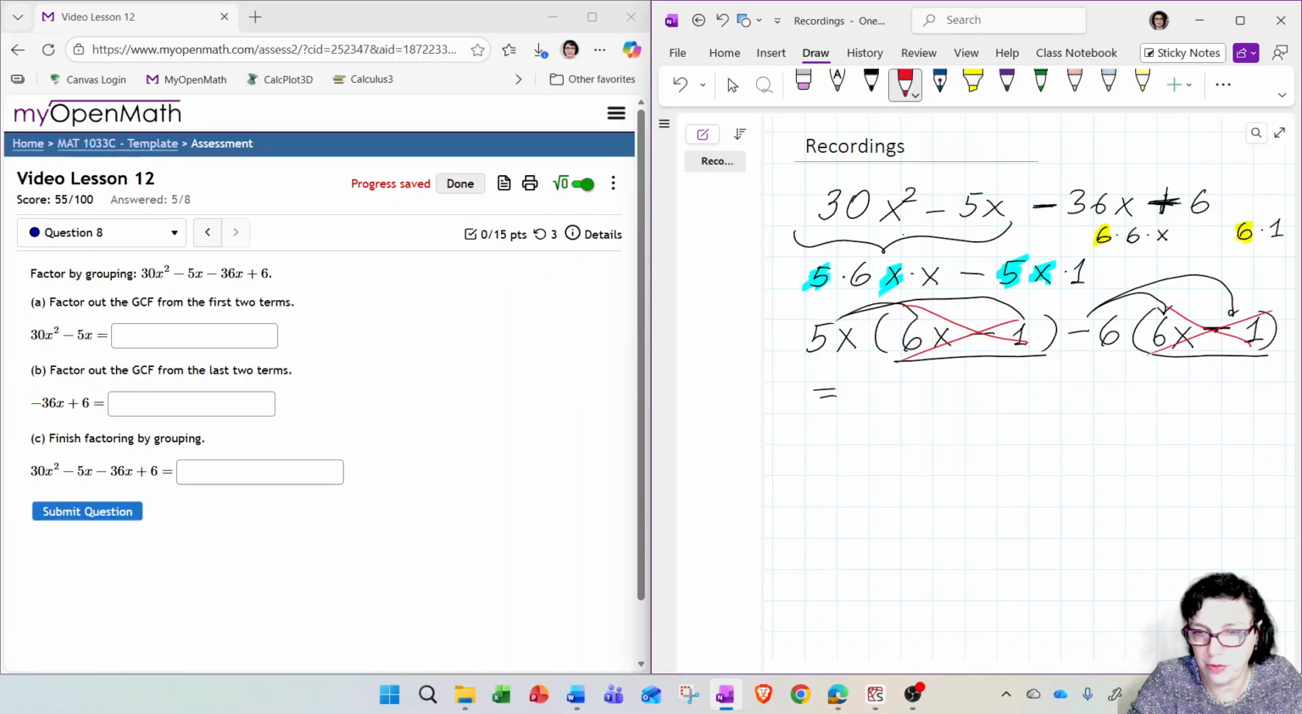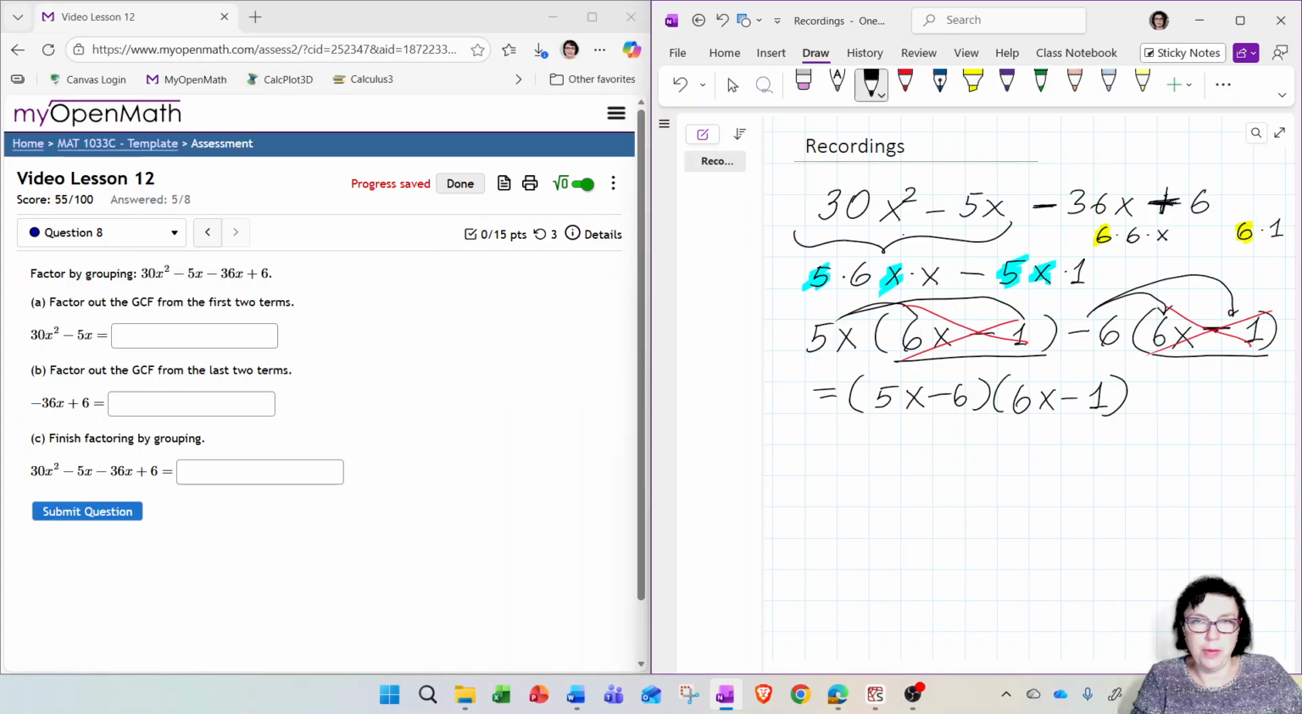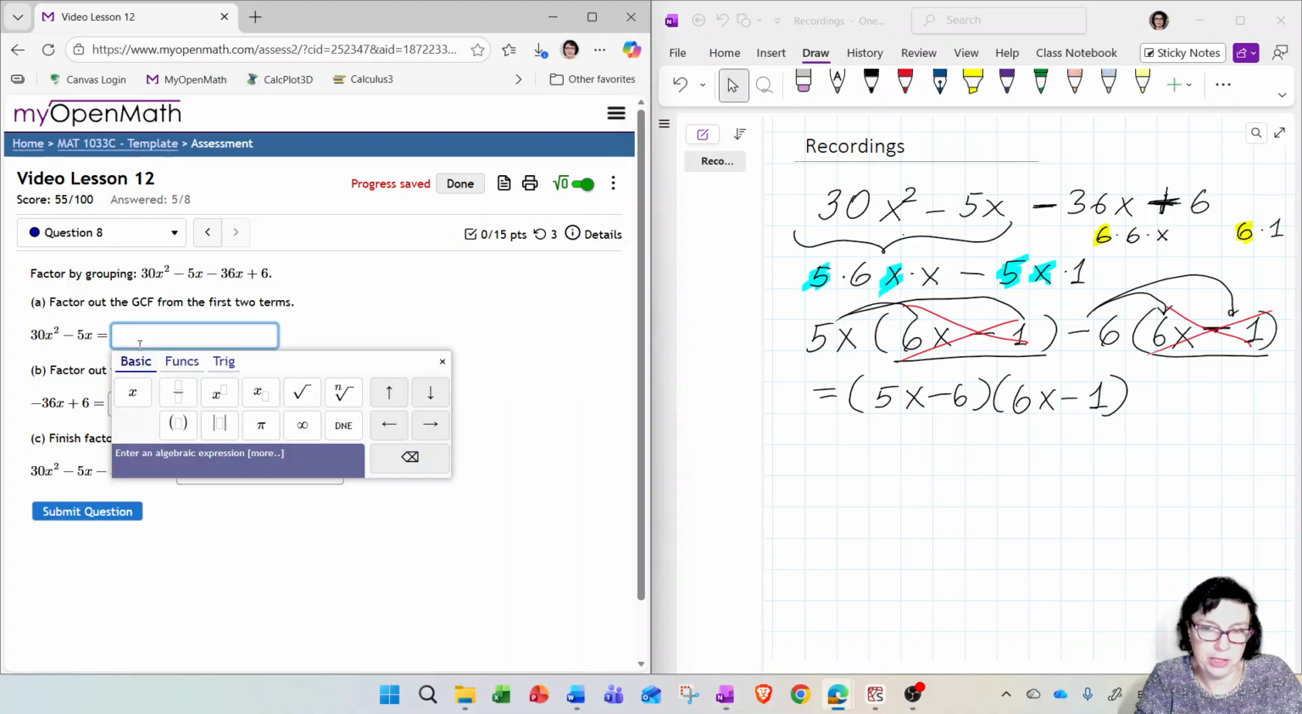Finally, you cross out the common factor. So just get rid of it. What will happen? What will remain? 5x minus 6. And then you multiply that by 6x minus 1. I always also recommend to do the FOIL after you are done, just to check your answer. Are you going to get what it says here? If you get it, that means you got it right.